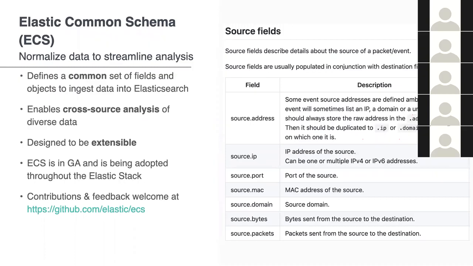You need to be able to uniformly examine your security data, no matter its format. That's why we have ECS, which defines a common set of document fields for data ingested into Elasticsearch. It's an open source spec, and we are adopting it across the Elastic Stack, including Elastic SIEM.